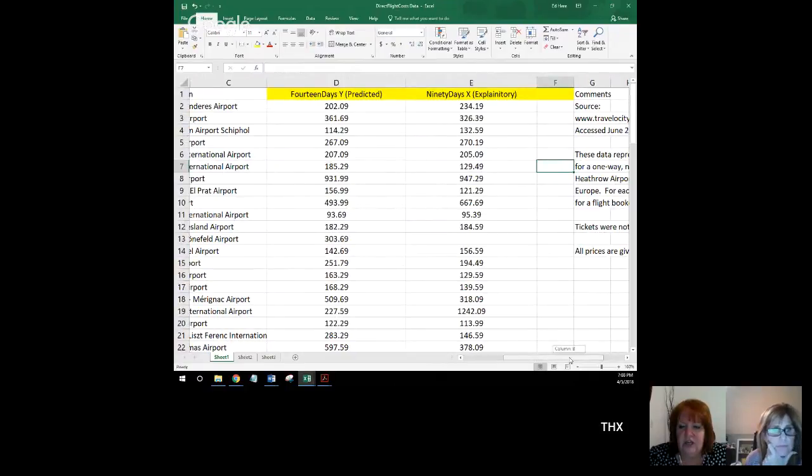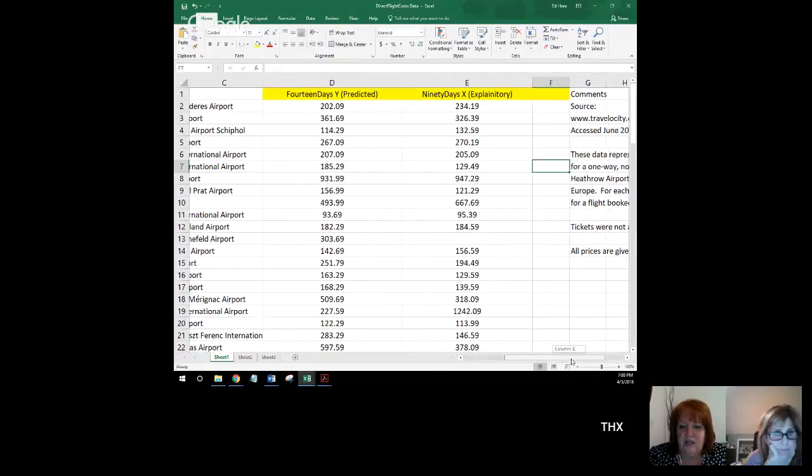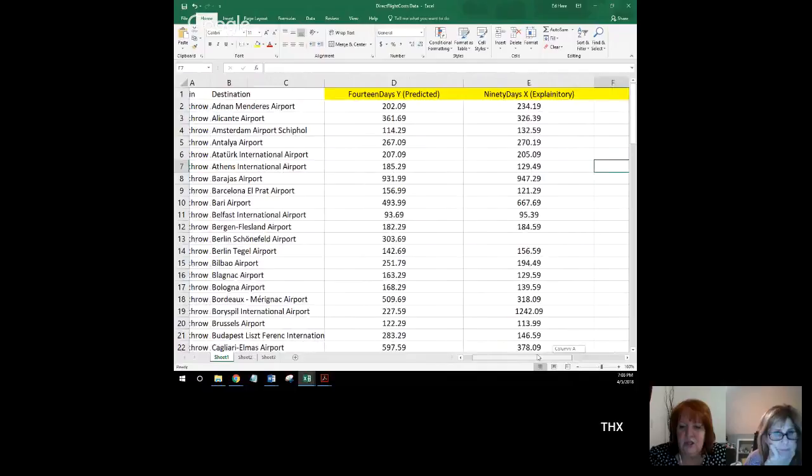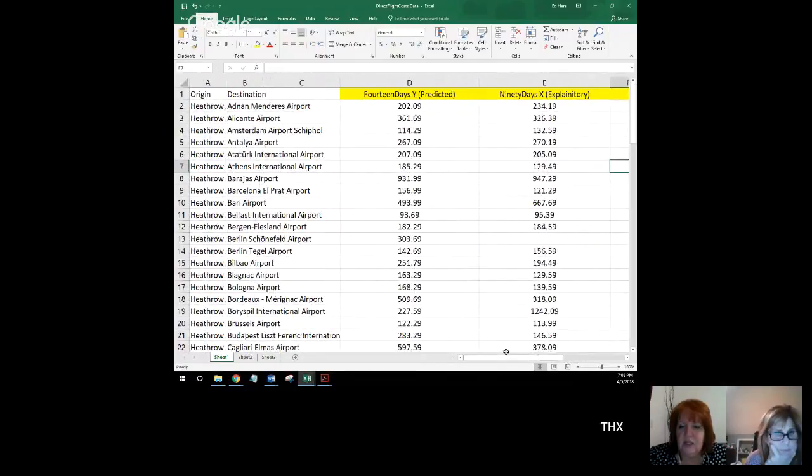For her study, she compared the prices of one-way flights from London's Heathrow Airport to various destinations in Europe using Travelocity. She recorded the lowest published fares for 90 nonstop midweek flights 90 days in advance and then found the lowest published price for the same destination, again, 14 days in advance. The prices are given in the file. Notice that for some destinations, flights are not available. Okay, so let's get our files ready.